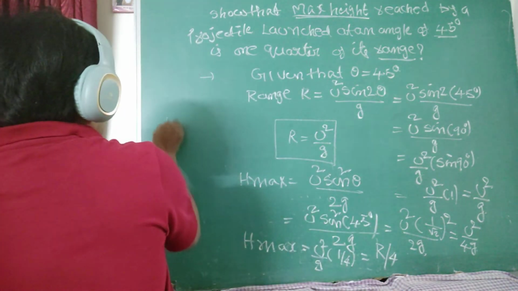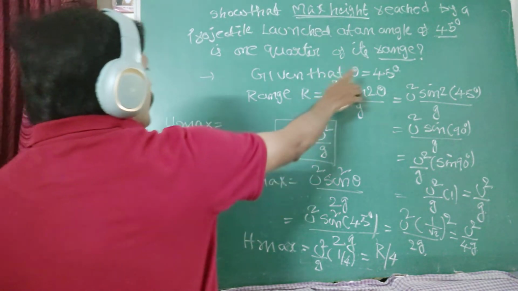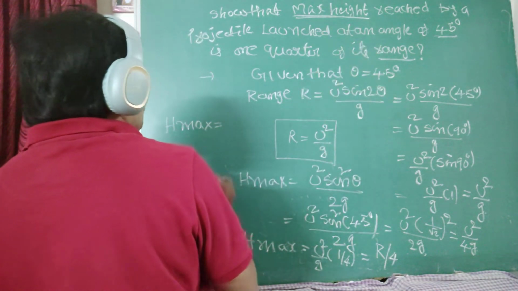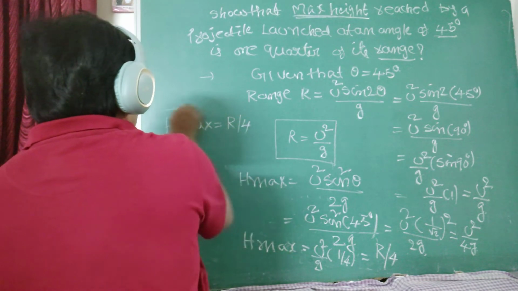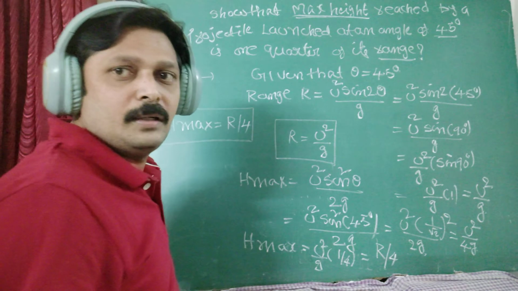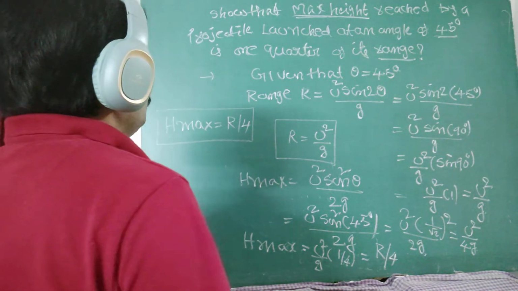That means the final value is H maximum in terms of range, which you want to represent for the value of theta as 45. How much did you get now? R by 4. H maximum equals R by 4. This is the way we are getting the value. Now done it.